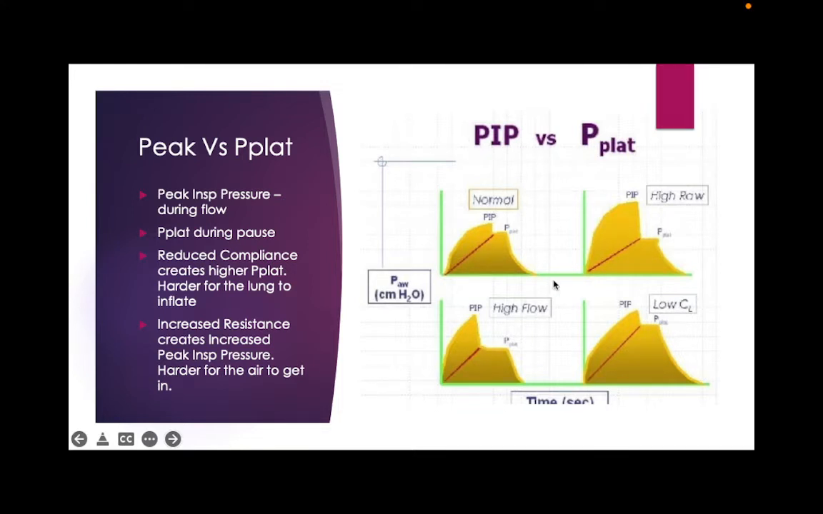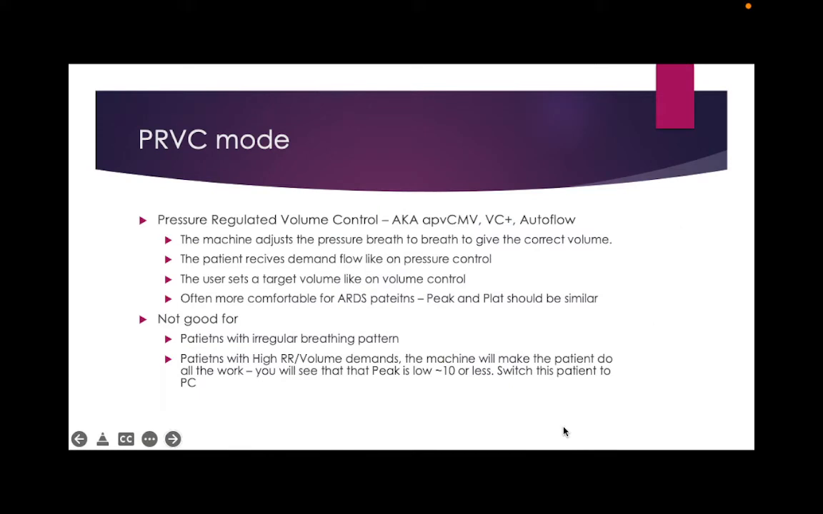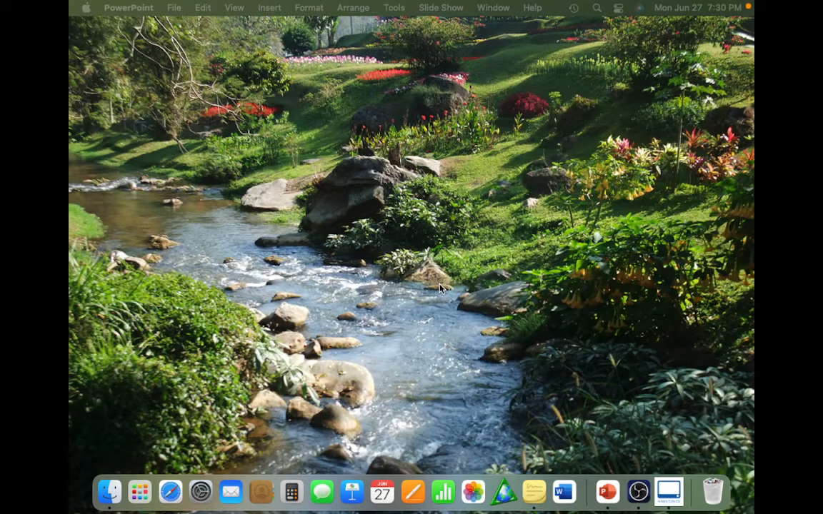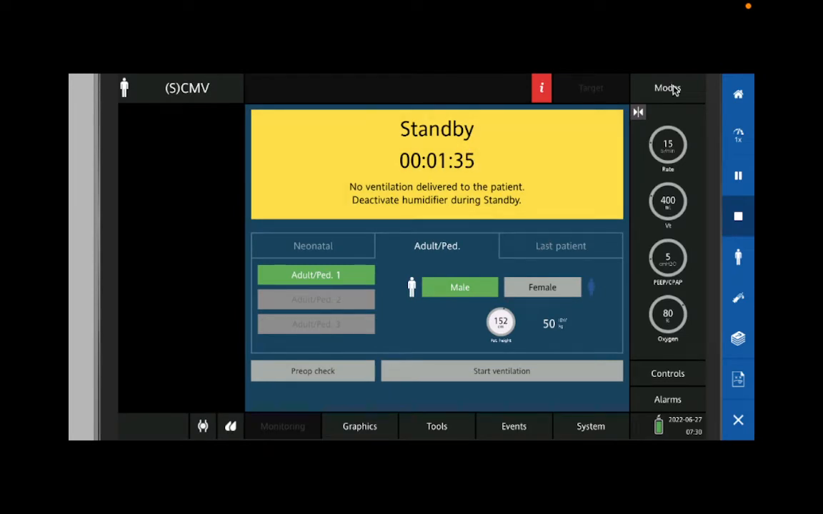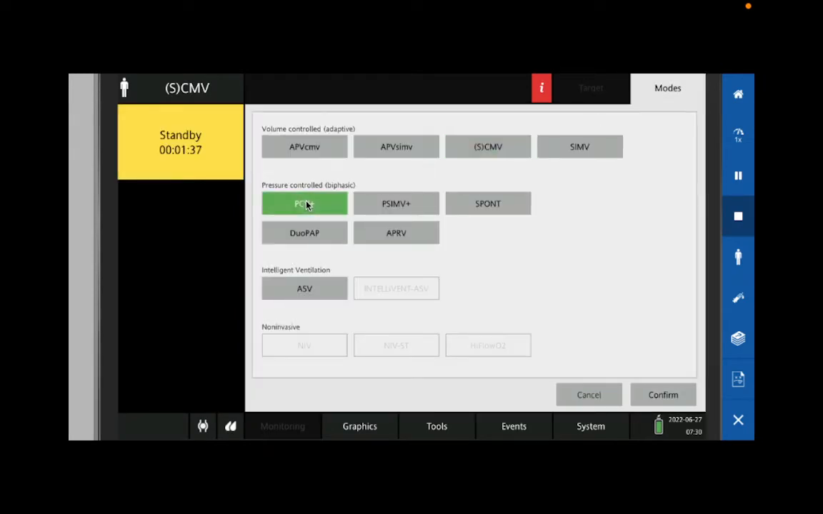All right. So one of the modes we have not talked about yet is PRVC mode. Okay. This stands for pressure regulated volume control. Some machines call it APV-CMV, some call it VC+, some call it autoflow. So how this works is, let's look at our ventilator here. Let's go to pressure control, okay?